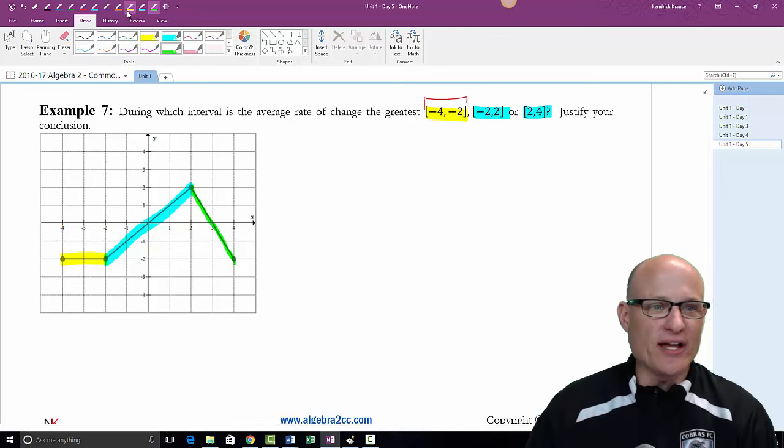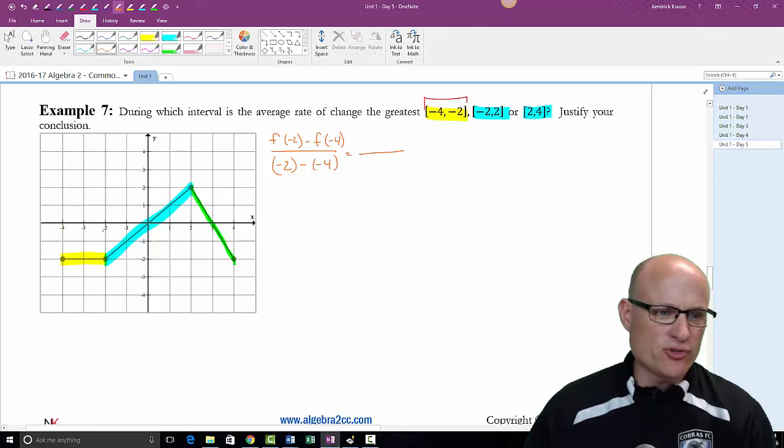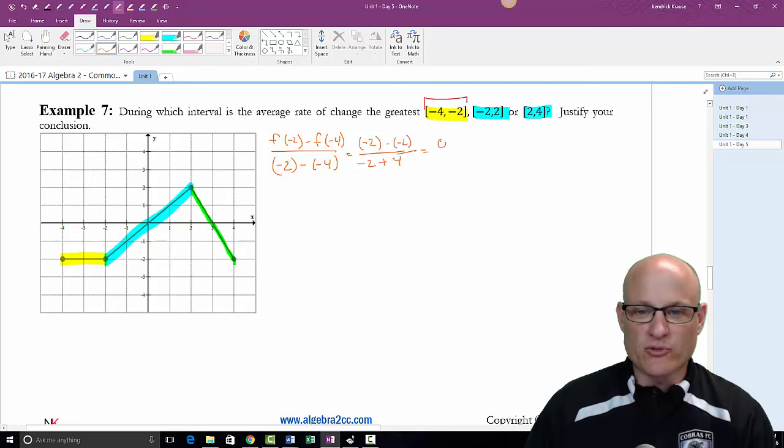So I could do this, and you're going to find this relatively annoying. Let me do this in orange. I could say we're going to do f at -2 minus f at -4 all over -2 minus -4. And f at -2 is -2, minus -2 all over -2 plus 4. So this becomes 0 over 2, which is just 0.